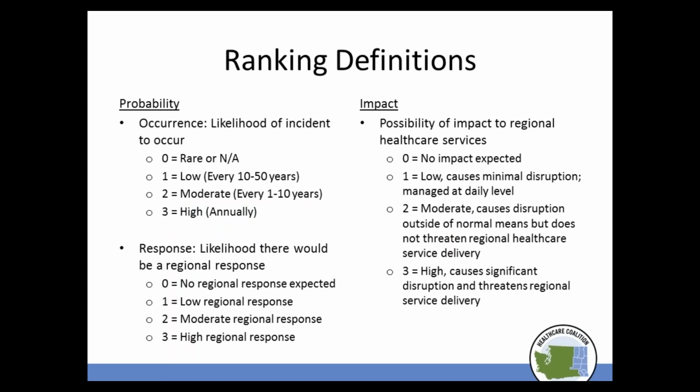So really quickly, we asked for 3 different metrics in this round of surveys. Again, the probability plus the impact equals risk. The tool that we are using breaks out probability into 2 different metrics, occurrence and response, and you can kind of see how they're rated up there. And then we also asked about the impact to regional healthcare services. So again, not at the facility level, but what would be the anticipated impact level at the regional level.